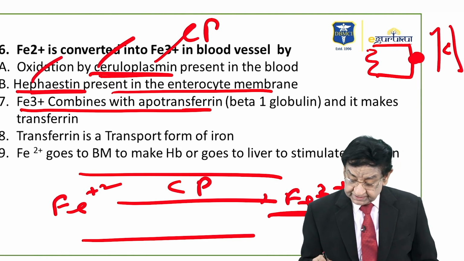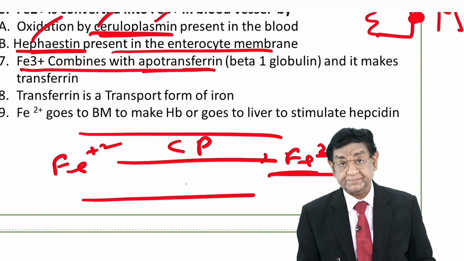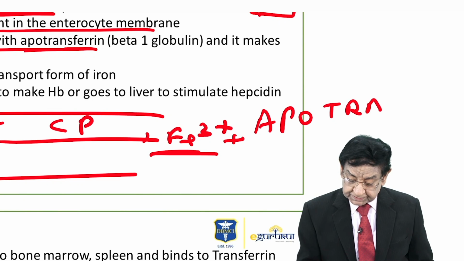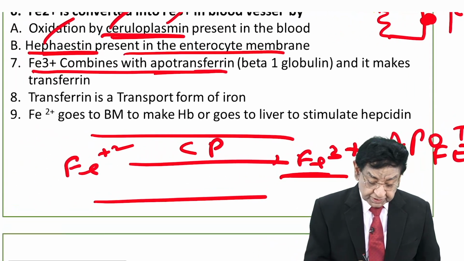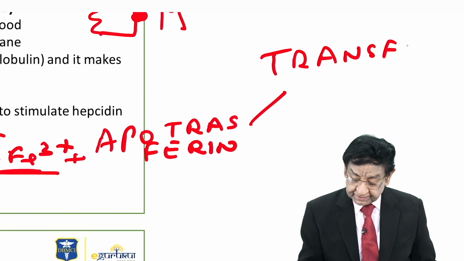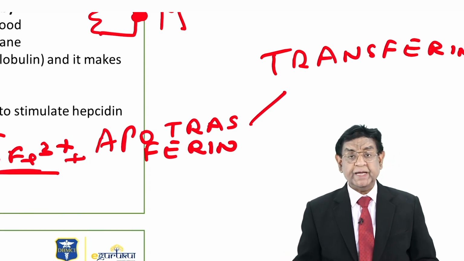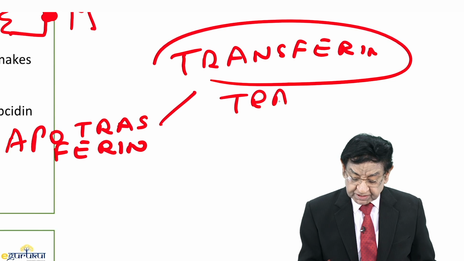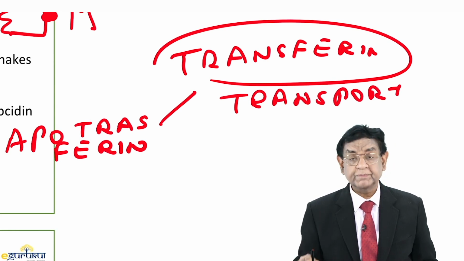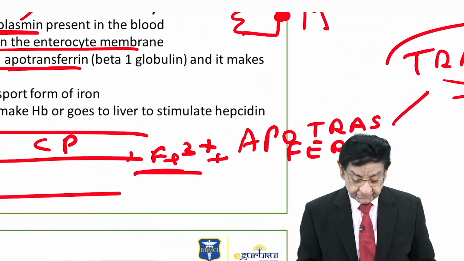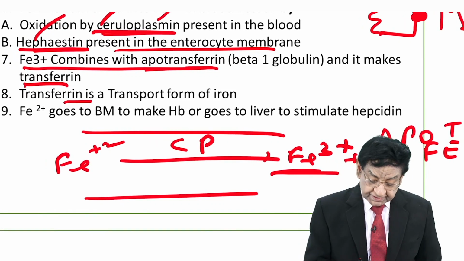Now this ferric will combine with apotransferrin, and it will convert into transferrin. So transferrin is a combination of apotransferrin and ferric, and this is the iron transport molecule by which iron is transported. It will transport ferric from blood to the bone marrow, the spleen and liver, where we need it. So transferrin is the transport form of iron.